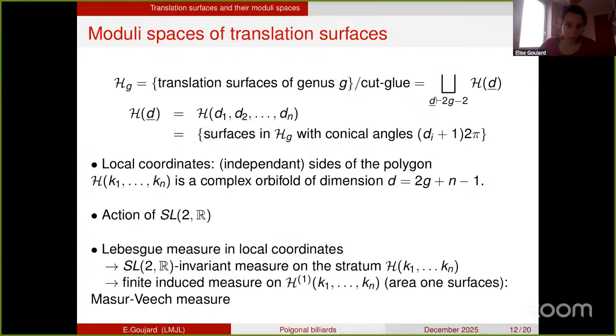You have a nice measure, so you will be able to do some ergodic theory. The nice measure is just Lebesgue measure in local coordinates. It's SL2R invariant on the moduli space. And actually, there is a result of Masur and Veech that says that if you restrict to surfaces of bounded area, the measure is finite. Okay, so you can induce a finite measure on the subset of the moduli space. So you have all the ingredients to do some nice dynamics.